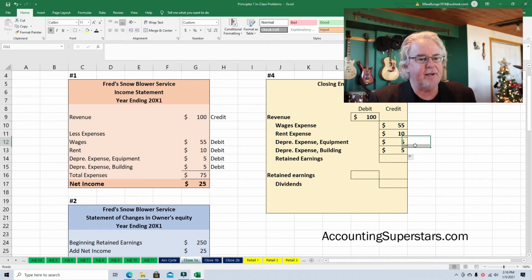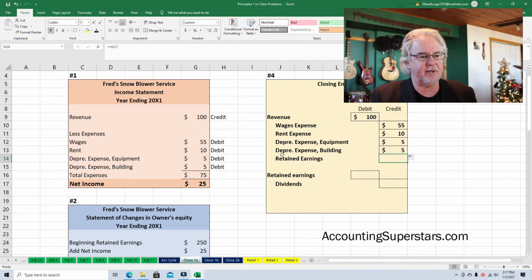There we go. Now, our journal entry is not going to balance at this point in time. If you add up 55 and 10 and 5 and 5, you're going to get 75. It's not going to balance. Debits got to equal credits. So to make it balance, what we're going to do is we're going to use retained earnings or owner's equity.